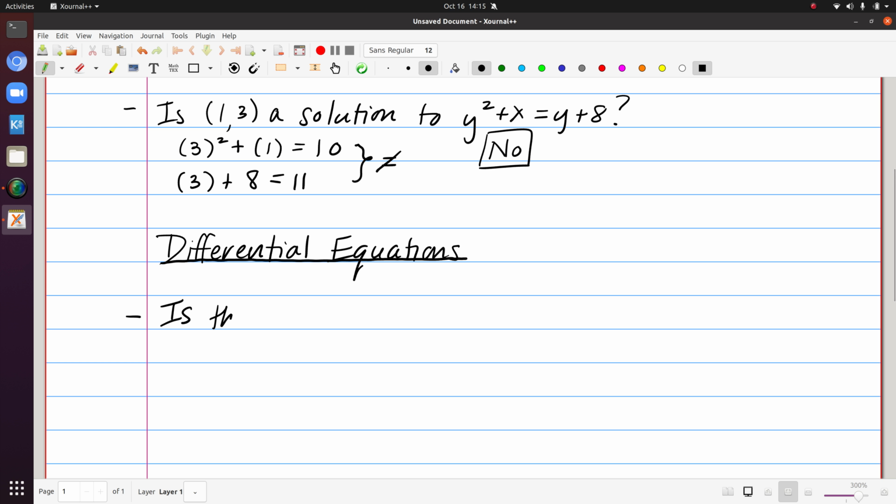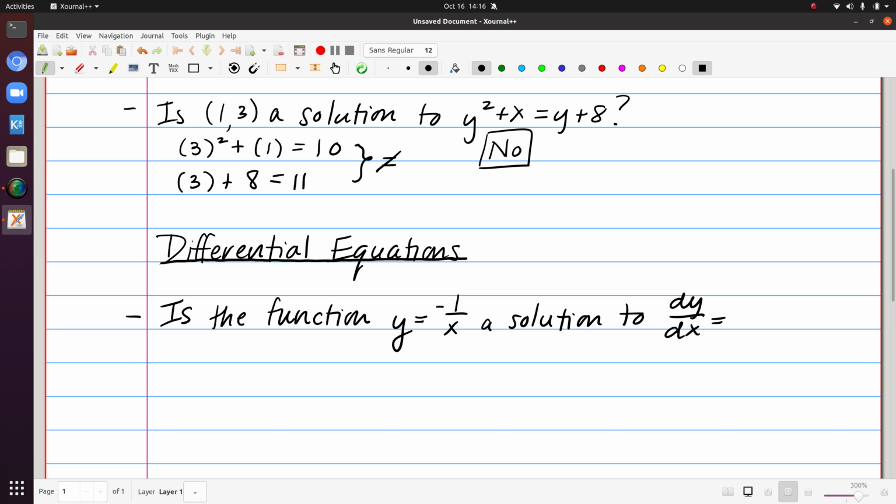So by comparison, I'll say, is the function y equals negative 1 over x a solution to the equation dy/dx equals y squared? So very different kind of equation. And to think about that, this means that a solution to this equation would be a function such that when we take its derivative, dy/dx, we get the square of the original function, y squared.